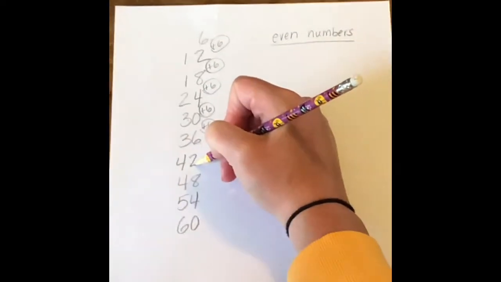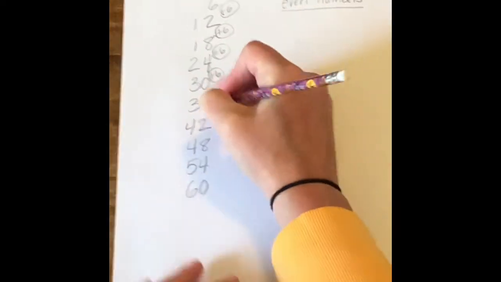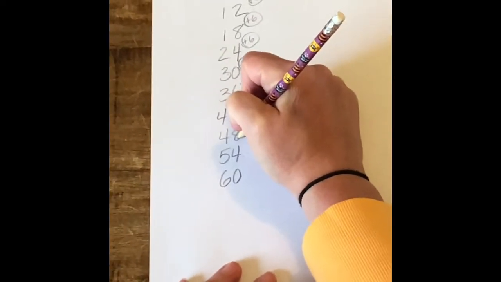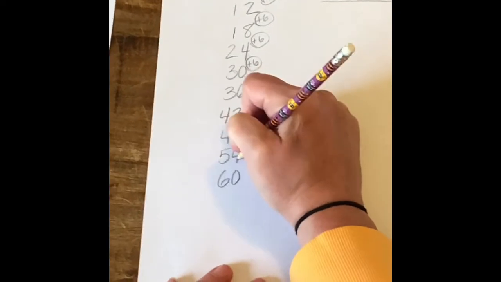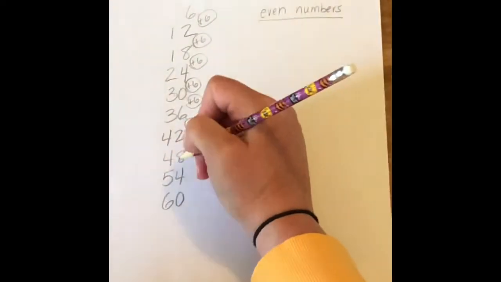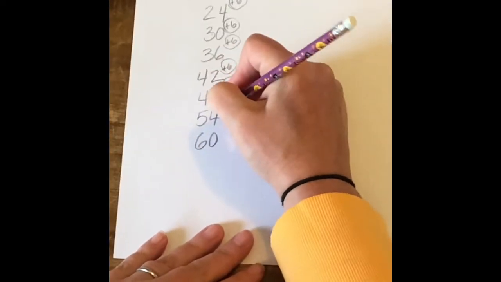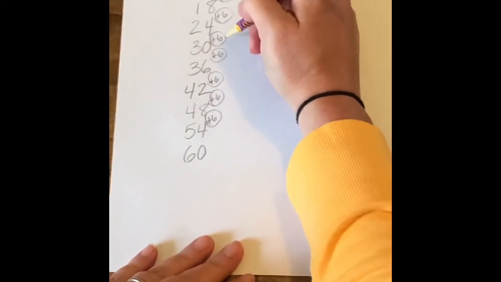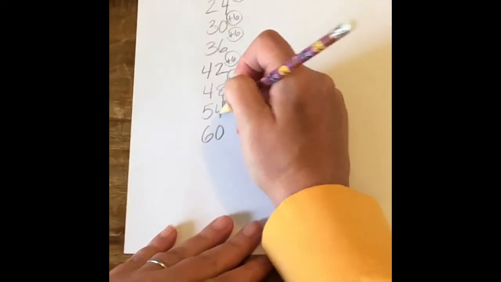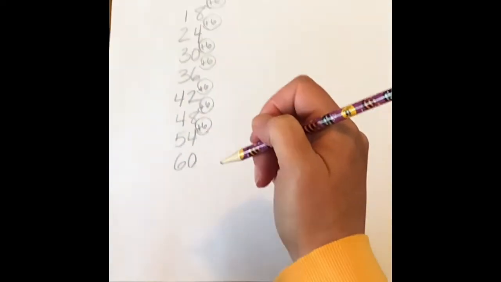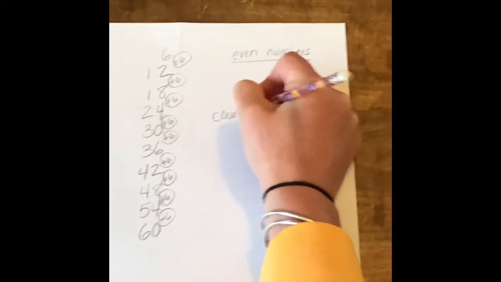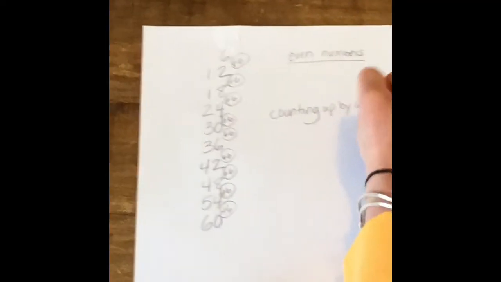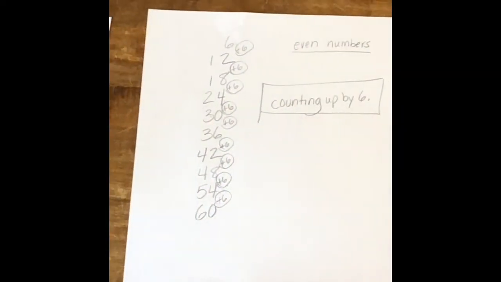36 to 42, 37, 38, 39, 40, 41, 42. Oh, that counts up by 6 too. From 42 to 48, the tens place stays the same. To go from 2 to 8, I'm adding 6. 48 to 54, 48, 49, 50, 51, 52, 53, 54. Oh, counting up by 6. I wonder then, plus 6, plus 6, plus 6, plus 6, plus 6, plus 6, plus 6, plus 6. To go from 54 to 60, 55, 56, 57, 58, 59, 60. Oh, so I'm counting up by 6. All right, well, let's see what we can do with that.